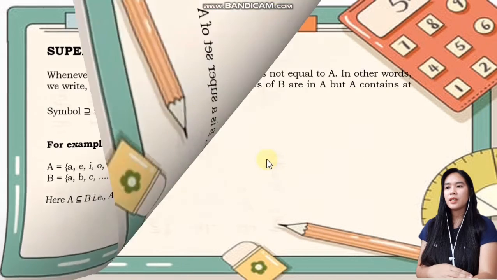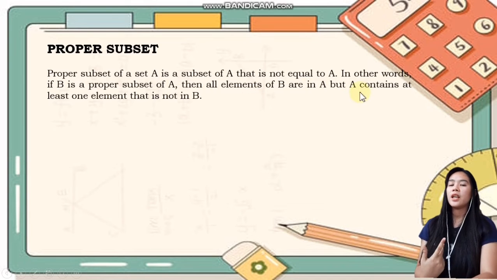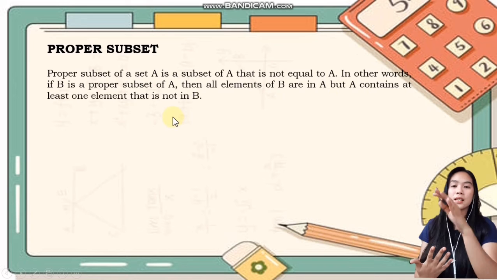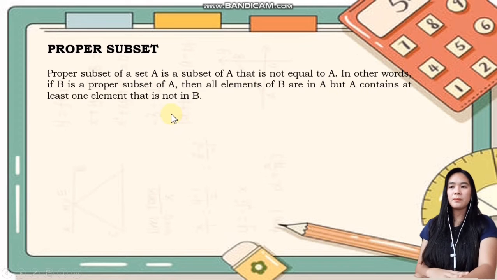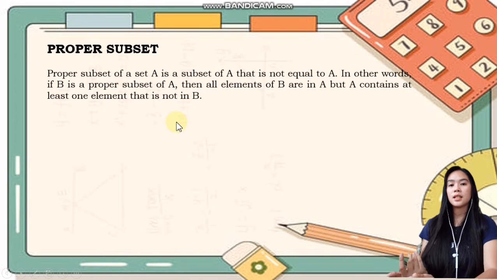So the next one is the proper subset. Proper subset of a set A is a subset of A that is not equal to A. In other words, if B is a proper subset of A, then all elements of B are in A, but A contains at least one element that is not in B. Sa madaling salita, magkaiba yung cardinal number nila kasi may isang element sa isang set na hindi nako-contain ng isa pang set.